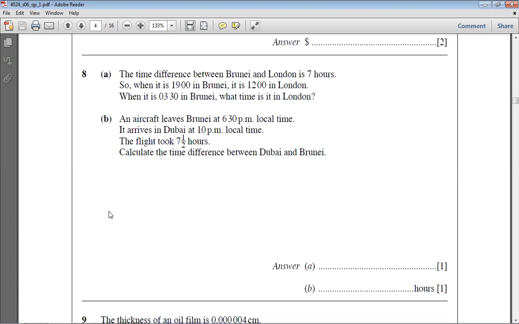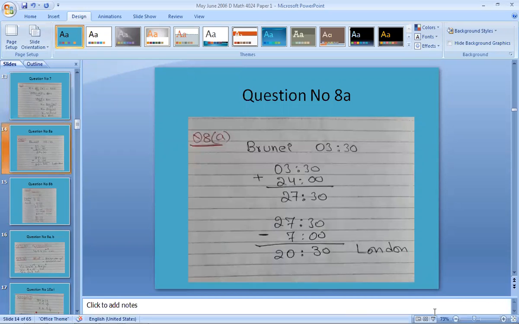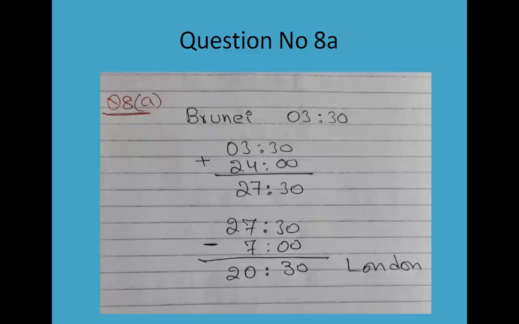Because 3:30 in 24-hour time is the morning, first of all I will add 24 hours to the 3:30. And from there, I will subtract the 7 hours, and I will know what's the time in London, because London time is 7 hours behind Brunei's time. So let me show you. It's a very important question, and it's a little tricky also.